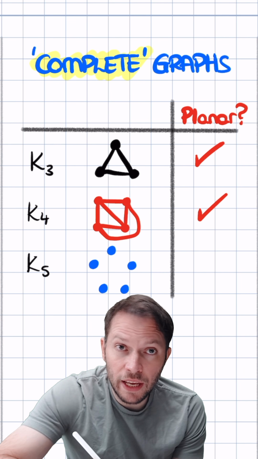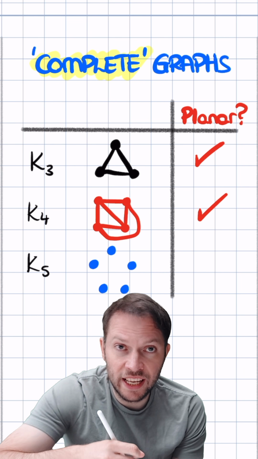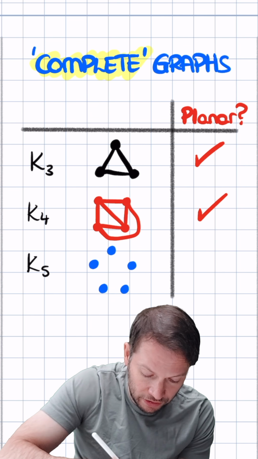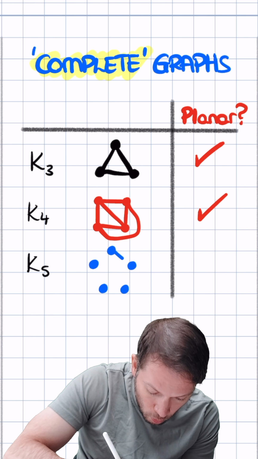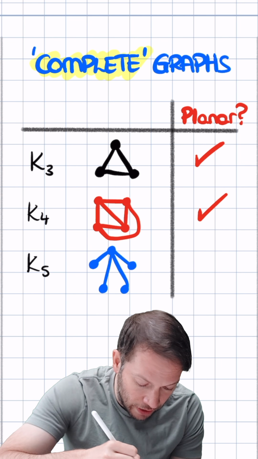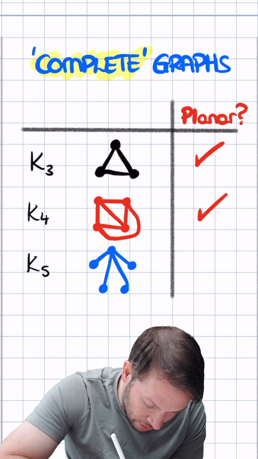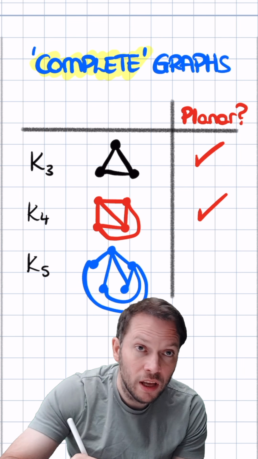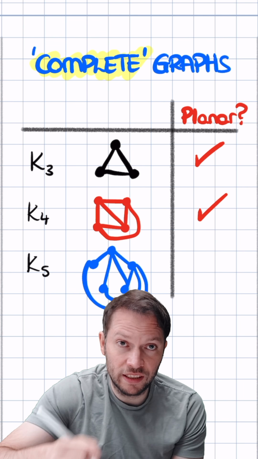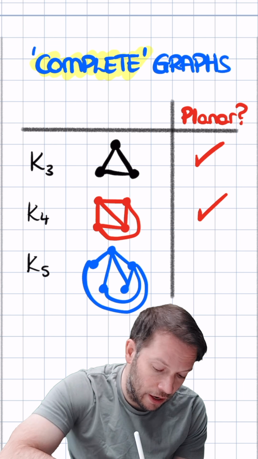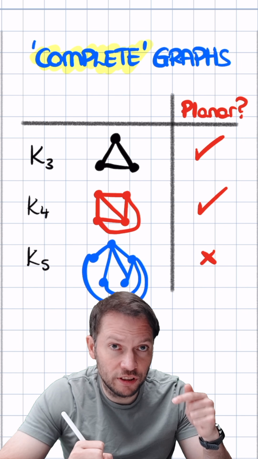Now, K5 is not planar because there's no way to connect every vertex to all the other 4 vertices without the lines crossing. So if I start at the top one, I'm going to draw 1, 2, 3, 4 edges. And then the vertex on the left, I can connect that to the 4 other vertices. So 1, 2, 3, 4. But then I start to get stuck as I try to connect each of the other vertices to the other ones without the lines crossing. So K5 is not planar. And now we're getting closer to the original problem.